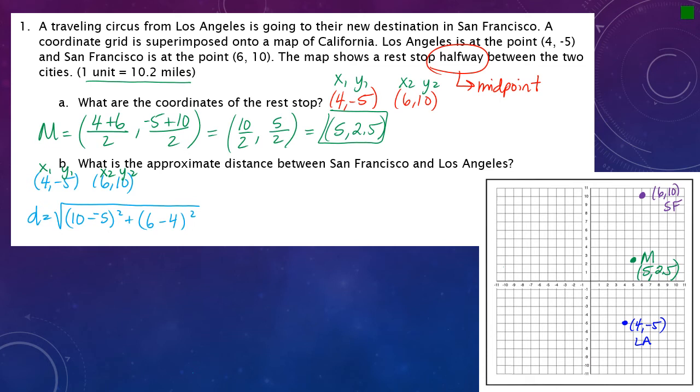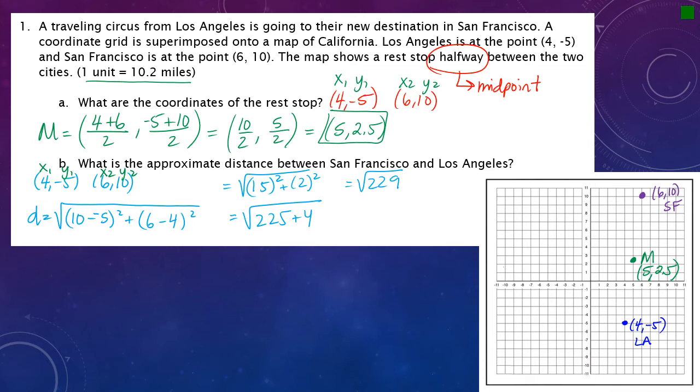10 minus -5 is positive 15. So I have 15 squared, and then 6 minus 4 is 2, so I'd have 2 squared. 15 squared is 225, and 2 squared is 4. So here's what I end up with, the square root of 229. Now normally I would say you need to take this and see if you can break it down into a factor tree and take anything out.